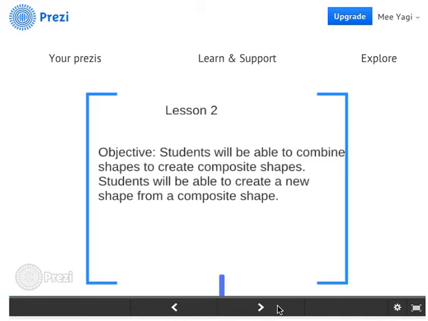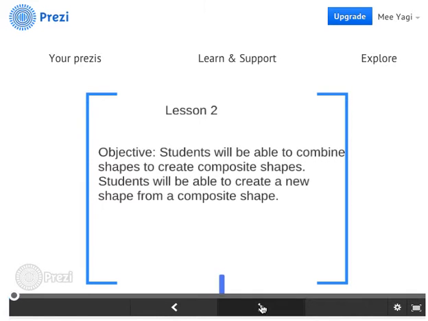Okay, boys and girls, we are now ready for Lesson 2. In today's objective, students will be able to combine shapes to create composite shapes. Students will be able to create a new shape from a composite shape. Don't worry if you don't know what composite means right now. I will go over it later.